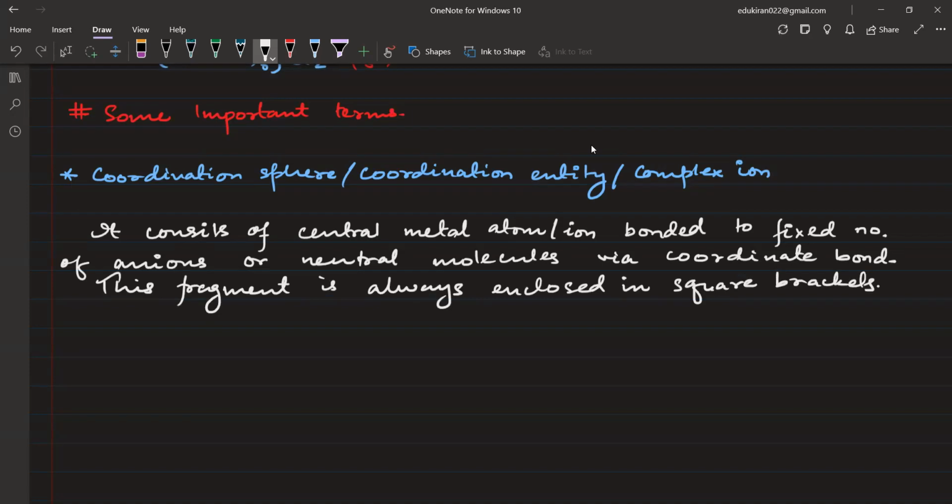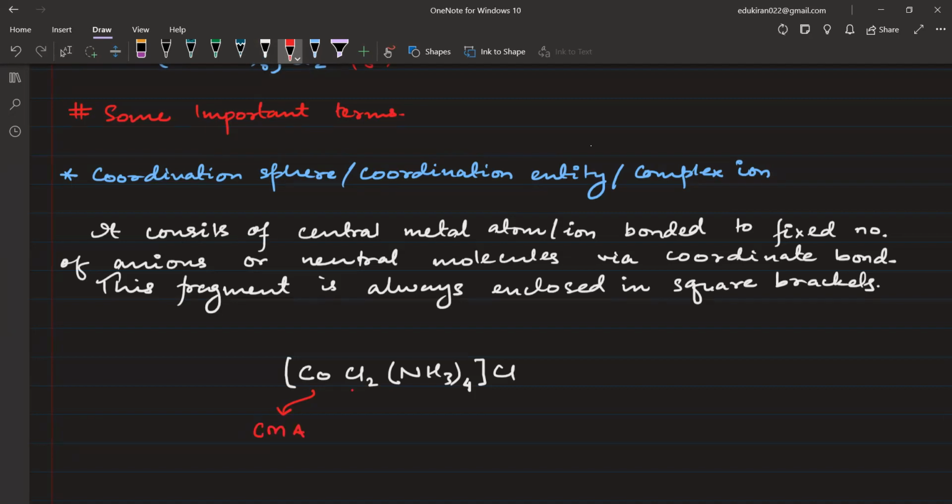ठीक है, for example you have cobalt Cl2 NH3 whole 4 and outside you have one chlorine. So in this case, this is your metal. इसको central metal atom बोल सकते हैं, ठीक है.